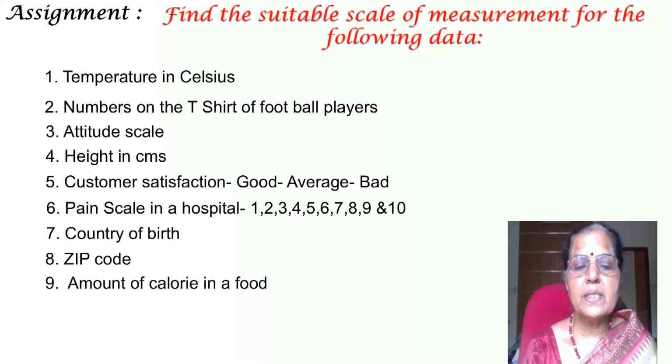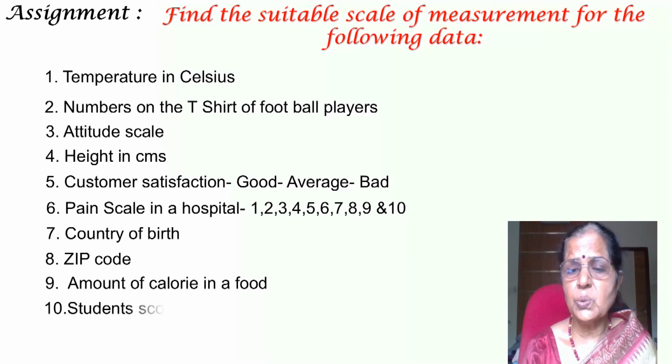And 10th one, students' scores in a biology test. And this is again in ratio scale. Here, I would like to mention that the scores in biology can be a ratio scale, as there can be a true zero score. But if we say knowledge in biology or ability in biology, it cannot be 0. It becomes then interval.